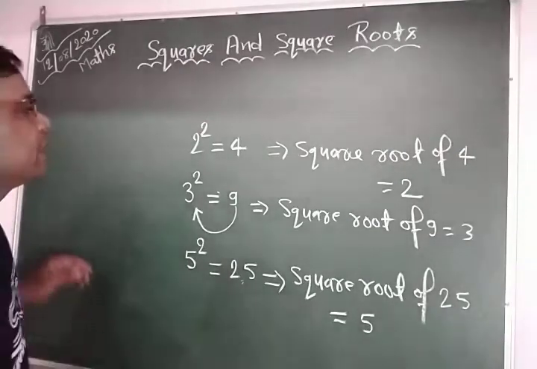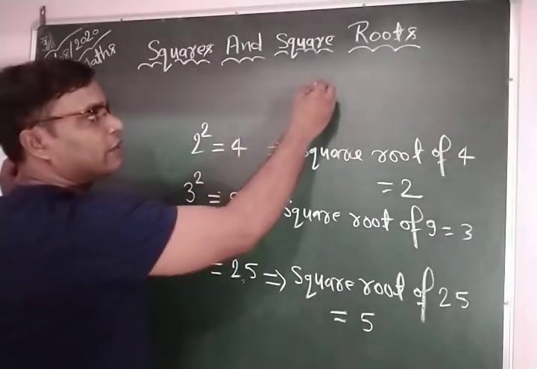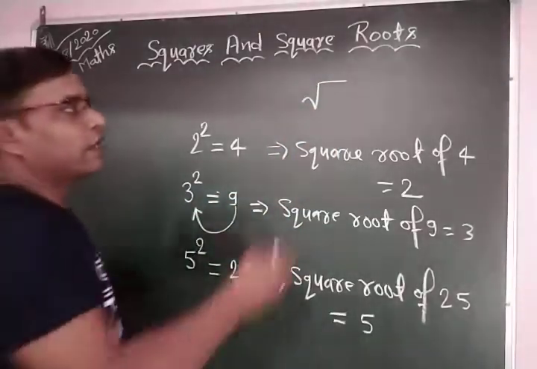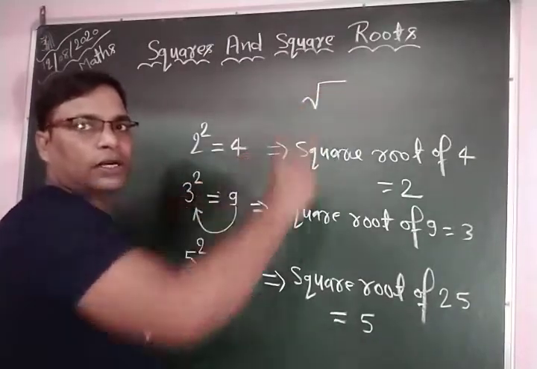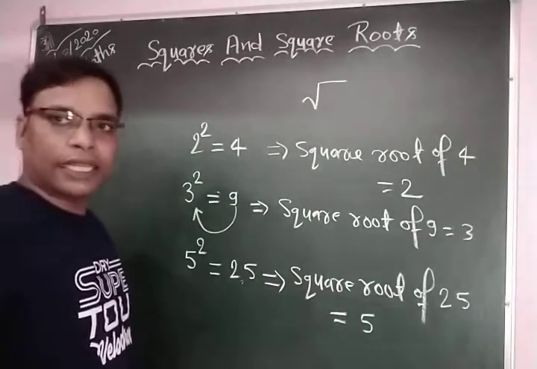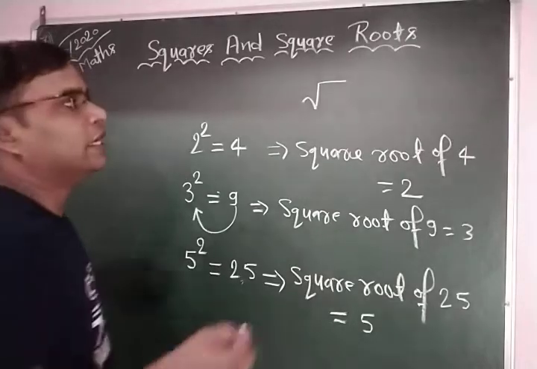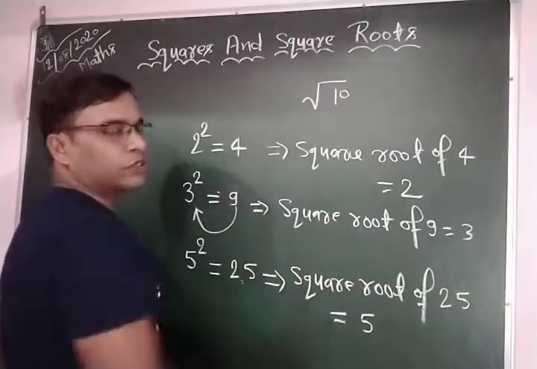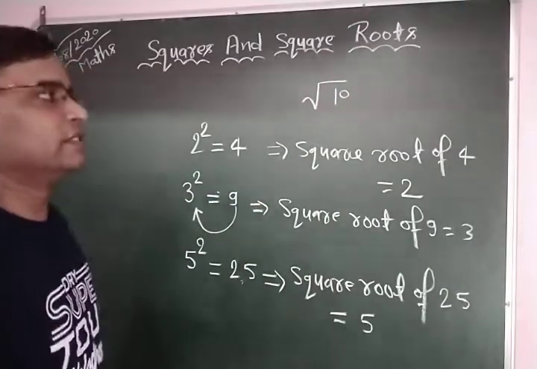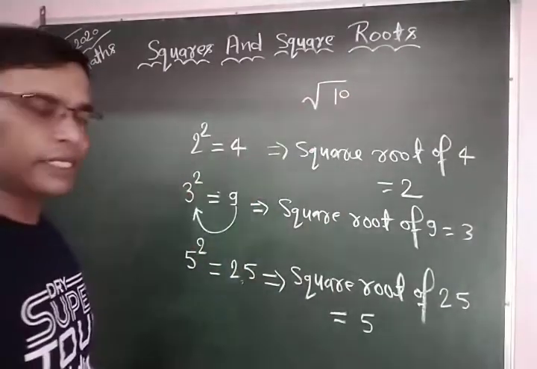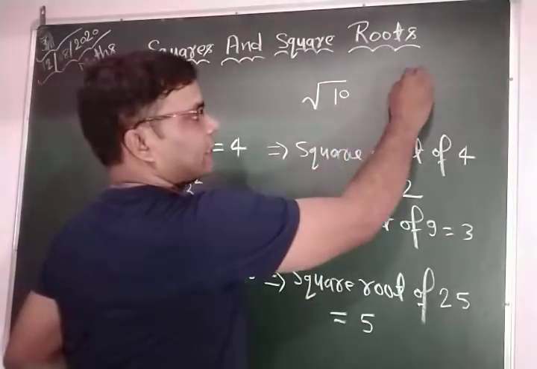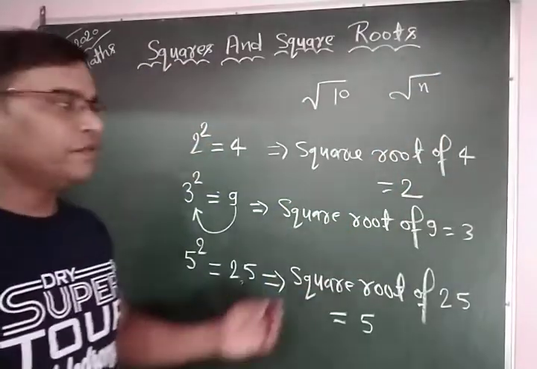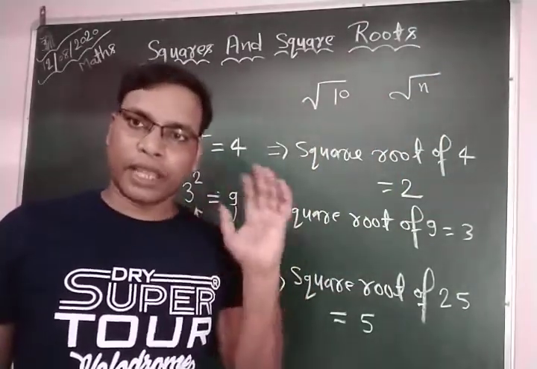Okay, we represent the square root by this symbol. Okay, this is the square root. We read it as the square root. If you write any number inside this symbol, suppose 10, we read it as the square root of 10, and like this in general, if we take any number n, we read it as the square root of n.